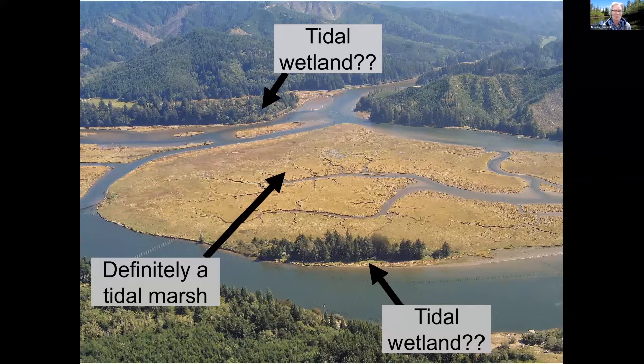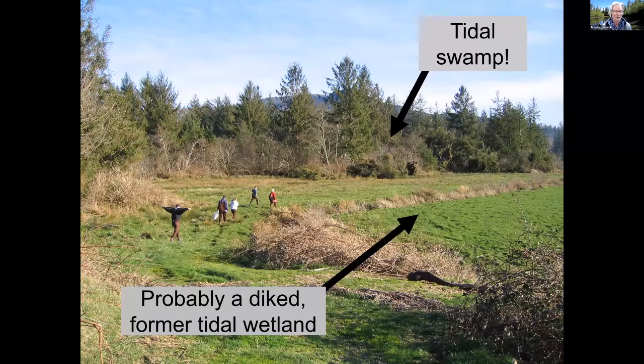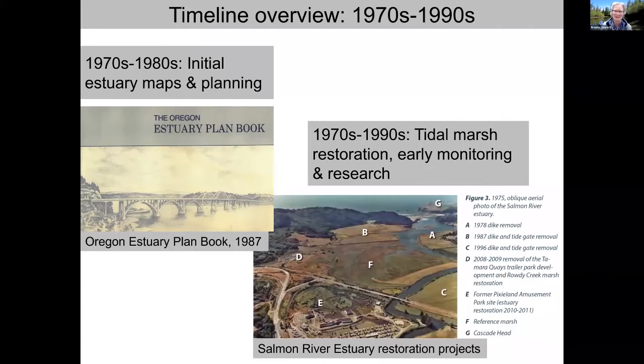Those past pictures were pretty unaltered, but this is a diked area with ditches. And we figured out that the grassy part of this picture is a diked former tidal wetland. We knew that probably was the case. But we also needed to figure out, and did figure out, that the forested area in the background was a tidal swamp. We got there through a timeline of scientific progress that's pretty fascinating.